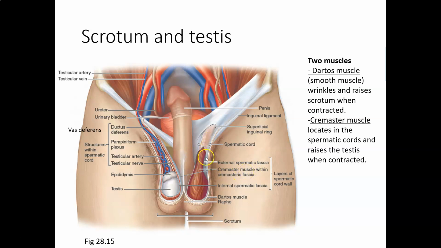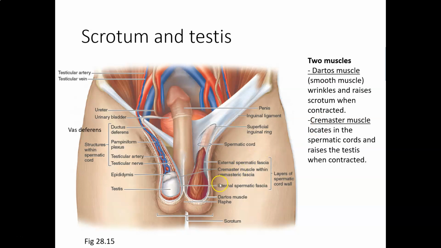So based on the temperature, you could have the testis getting closer to your body or further away from your body, because you want to keep the testis a couple degrees cooler than your body temperature, but you don't want it to be frozen, right? So that's why when it's cold, you have the testis raised, getting closer, and if it's hot weather, then the testis is going to descend. And that's basically controlled by this cremaster muscle.